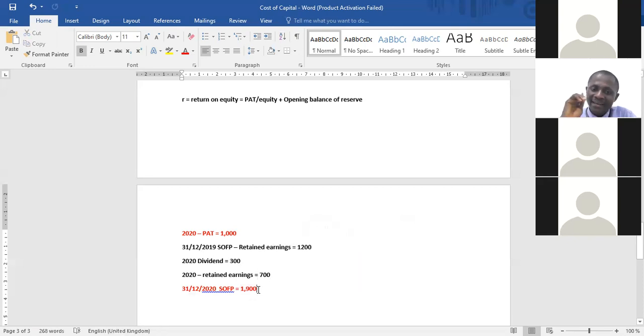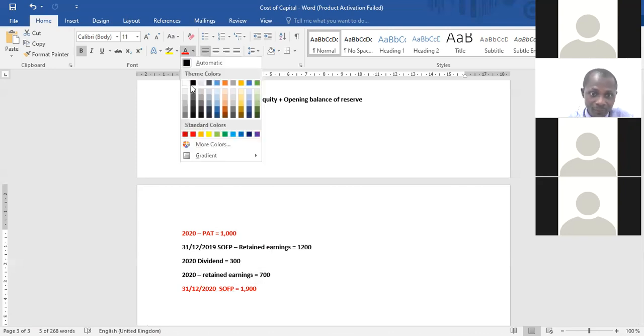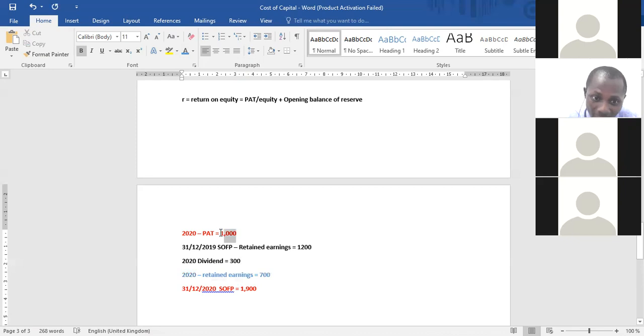Now, the fact is that when we come to this profit, this 1,000 naira here, was this 700 part of what we use for our business to get this 1,000 naira? Let me come again. In 2020, we have retained earning of 700. Was it part of the capital we used to get this 1,000 in year 2020?